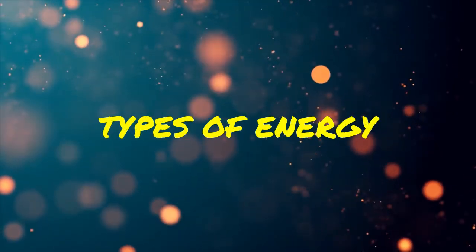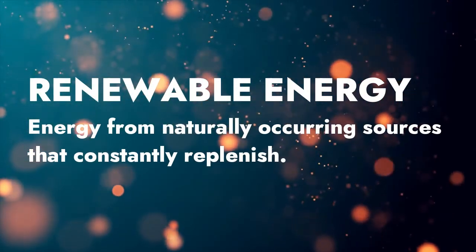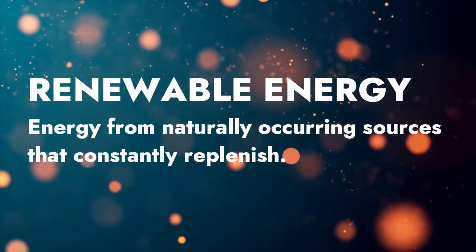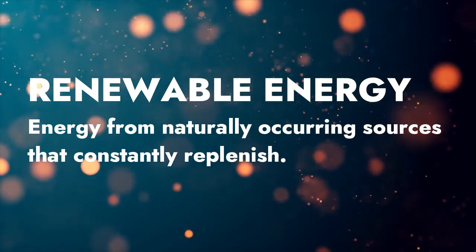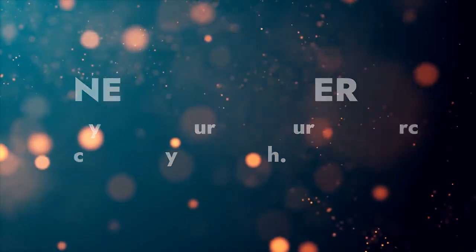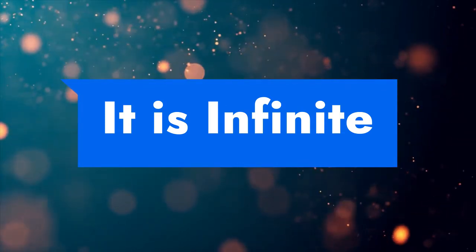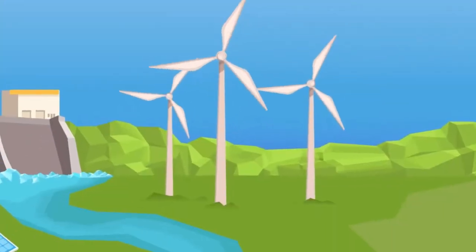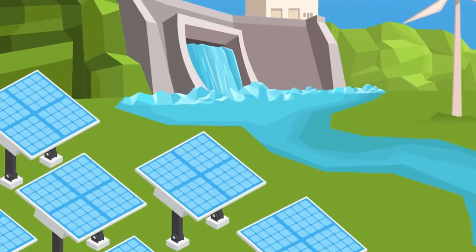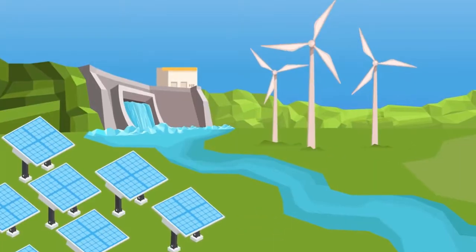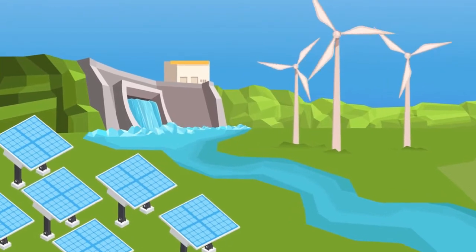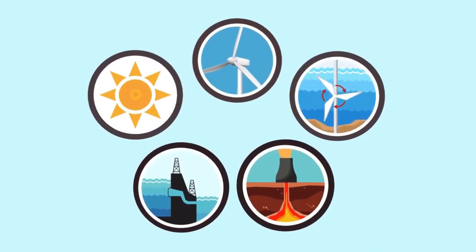Let's get started. Types of energy. We have two types of energy. Number one is renewable energy, and this is the energy from naturally occurring sources that constantly replenish. It is potentially infinite, which means that it never gets exhausted, and examples include solar energy, wind energy, hydroelectric power, abbreviated as HEP, wave energy, and tidal energy. There is also geothermal energy.